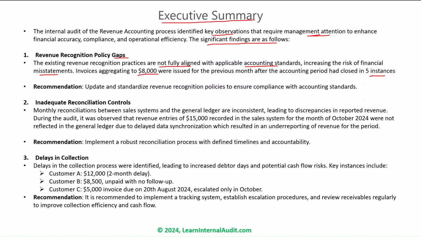If you had just mentioned that the revenue recognition practices are not fully aligned with applicable standards, the management would not understand the intensity of this observation. To give that perspective and intensity, we have added the instances here. So it is not about just giving the gaps, but also supporting it with the relevant evidence in a concise form. Now, with this observation, you also have to give a solution, which is important. So the recommendation here, again written in a very concise form: update and standardize the revenue recognition policies to ensure compliance with the accounting standards.